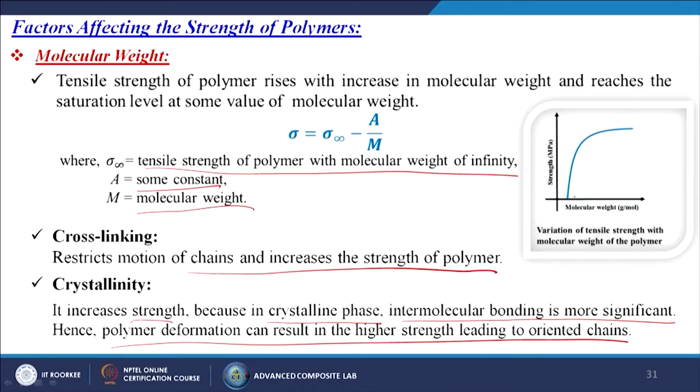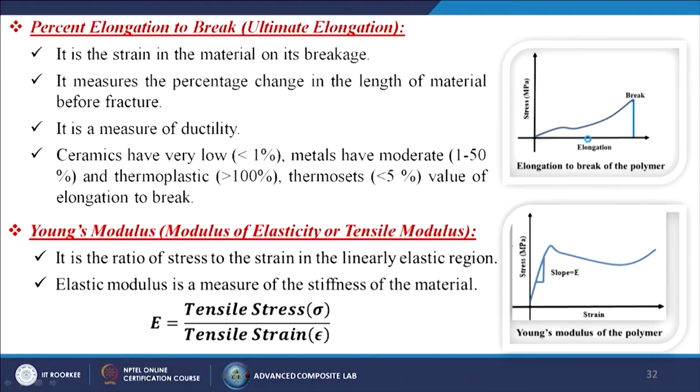So, you can see molecular weight and strength. If we increase the molecular weight up to a certain point, the strength will increase, and after that it will become constant. Now, we are going to discuss the percentage elongation at break, also known as the ultimate elongation. It is the strain in the material up to its breakage.